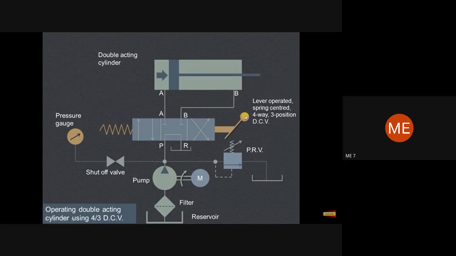So this is a symbol for a lever operated and spring centered, or spring controlled, direction control valve. When we operate the lever in such a way that it will be in the left envelope mode, then what will happen? And when we operate this particular lever in such a way that it will be in the right envelope mode, then what will happen? That we will see in the next animation.